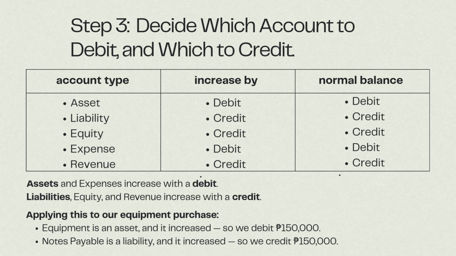Liabilities, equity and revenue increase with a credit. Applying this to our equipment purchase. Equipment is an asset, and it increased, so we debit $150,000. Notes payable is a liability, and it increased, so we credit $150,000.